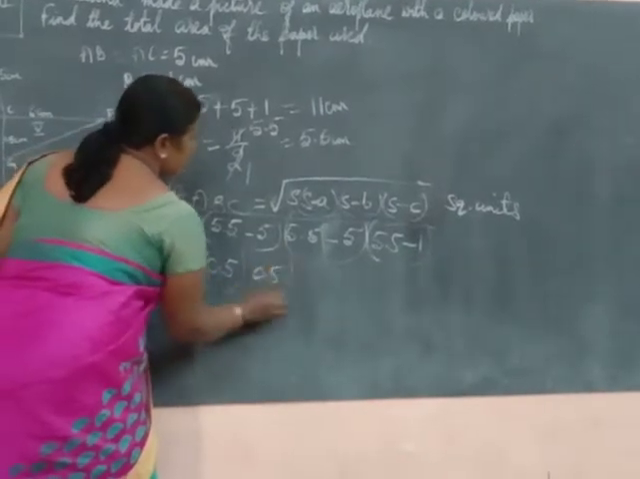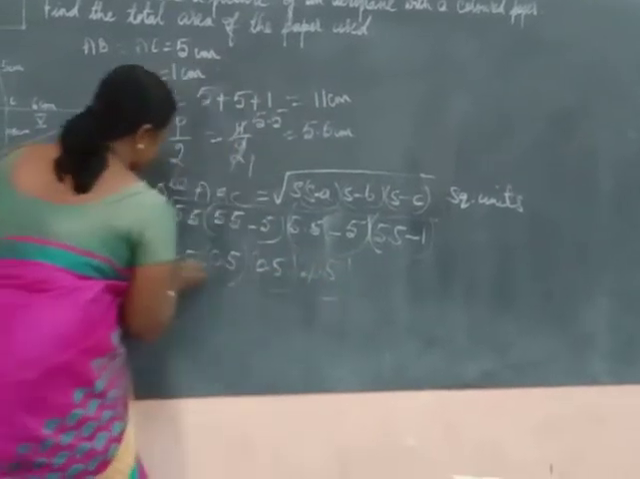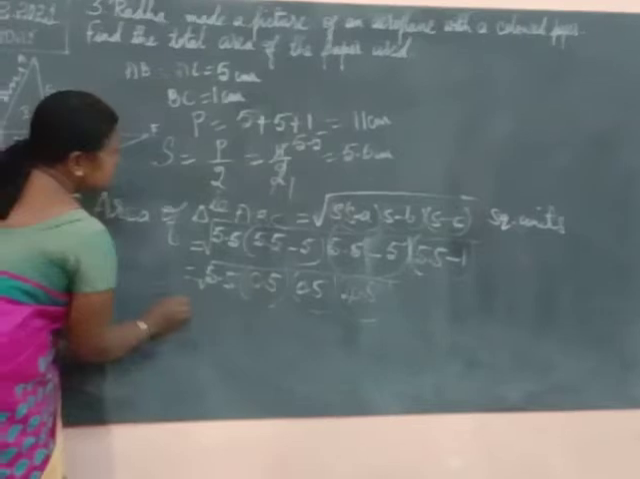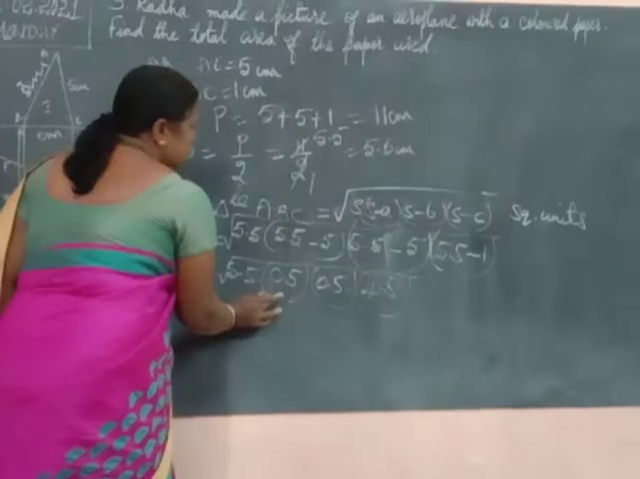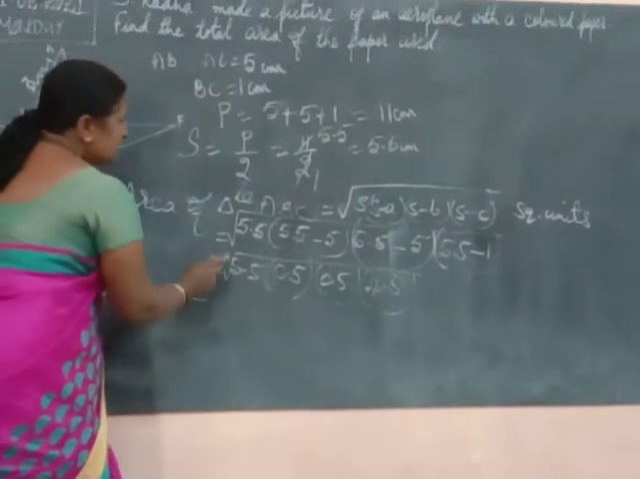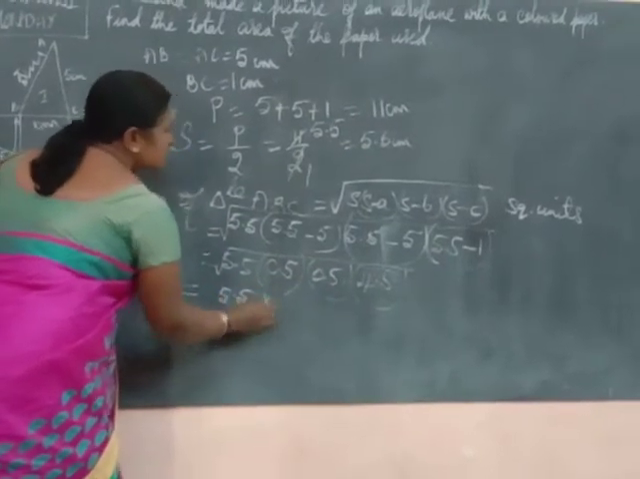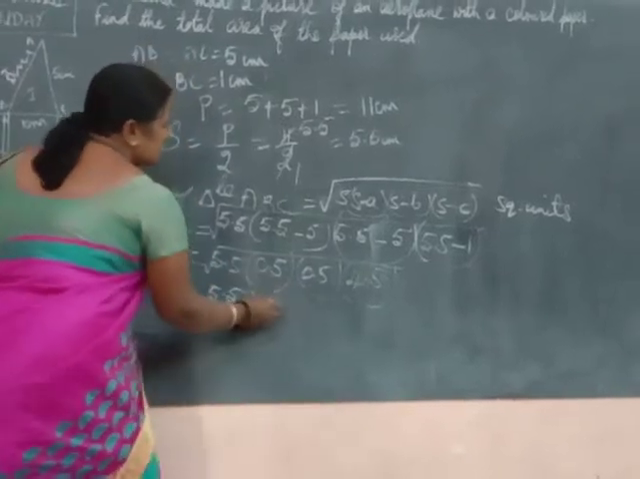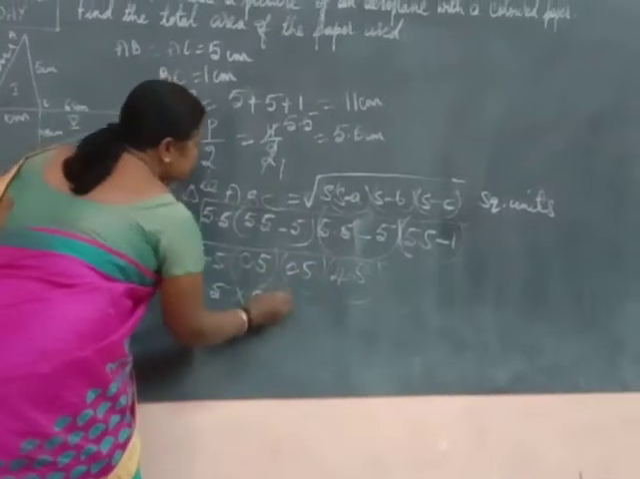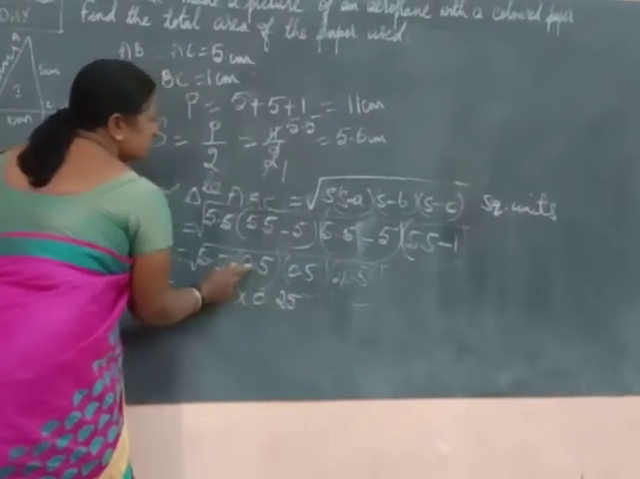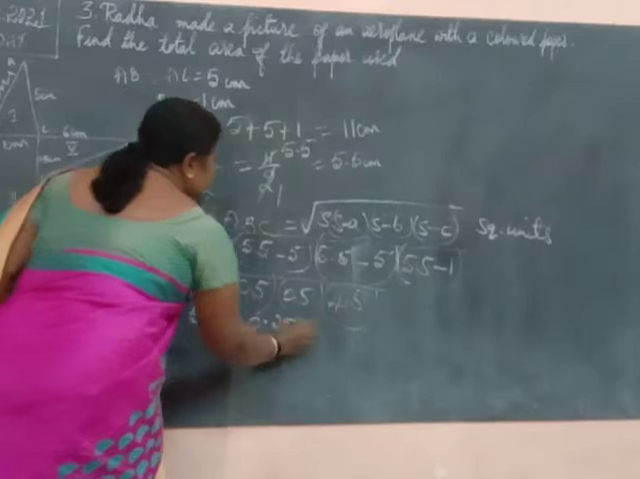5.5 minus 5 is 0.5, again 0.5. 5.5 minus 1 is 4.5. Now next step here, 5.5 into 0.5 into 0.5. So now let us multiply 0.5 into 0.5. What do you get here? 5 fives are 25, then after the decimal points, that is 0.25. Then into 4.5.